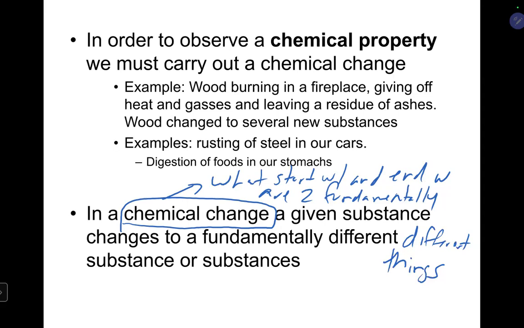So what you start with in a chemical change and what it ends up with are two fundamentally different things. And the most important part of that is this: you cannot get back the original substance by any type of physical means. So you can't throw it in the freezer to get it back. You can't heat it up to get it back. By no physical means are you able to retrieve what you started with.